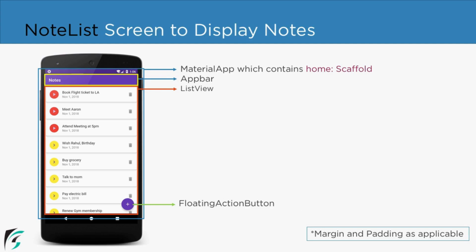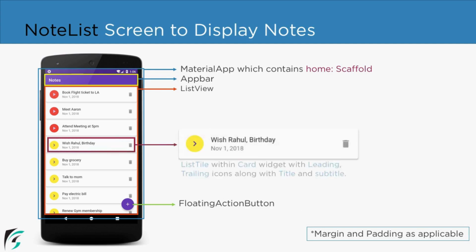Now, each of the items of the list view can be broken down into again smaller pieces, such as we have the list tile, which is enclosed within a card-like structure. So we will wrap our list tile within the card widget, which will contain the leading icon, the trailing icon, the title and also the subtitle. Pretty simple, isn't it? And we will apply margin and padding as applicable.